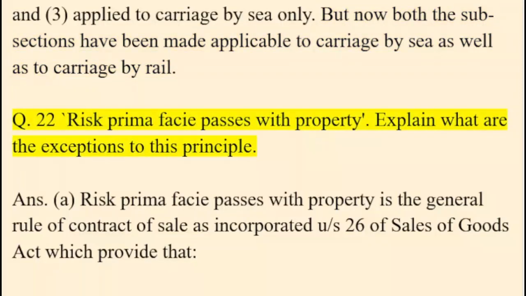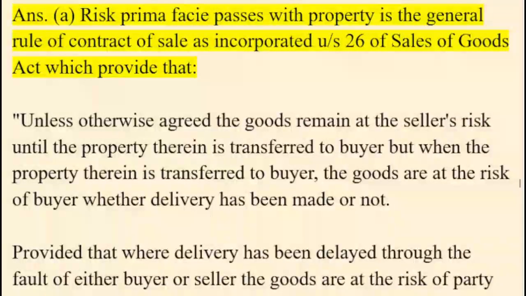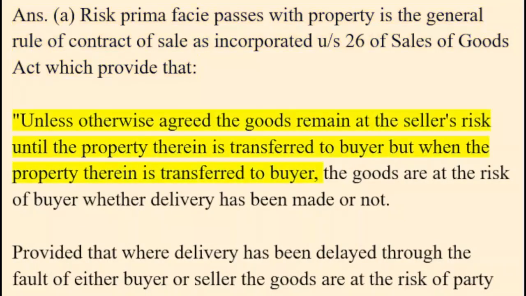Q. 22. Risk prima facie passes with property. Explain what are the exceptions to this principle. Ans. Risk prima facie passes with property is the general rule of contract of sale as incorporated under Section 26 of the Sale of Goods Act, which provides that unless otherwise agreed, the goods remain at the seller's risk until the property therein is transferred to the buyer.